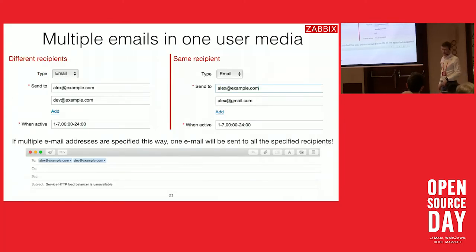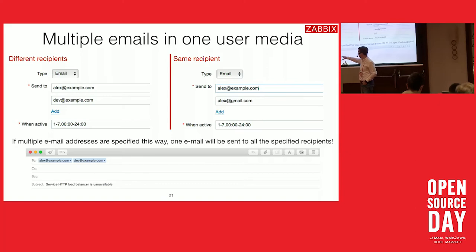Another minor improvement is that now it's possible to use multiple emails in one user media, which is quite nice. So, basically there are two use cases. One is when I want to send a message, for example, to myself and a team of people. In this case, when the message is delivered, it will be sent to Alex and to dev@example.com. So I can reply to all, and we may have a very nice discussion over email.